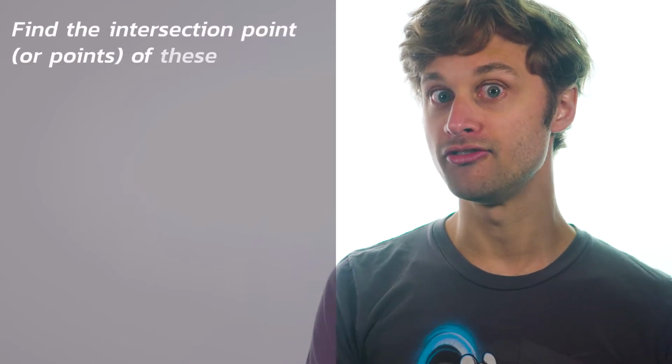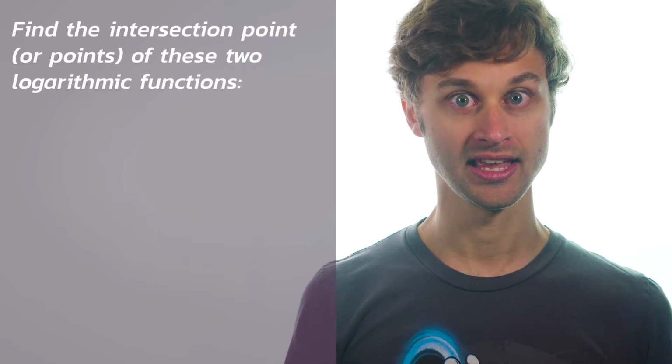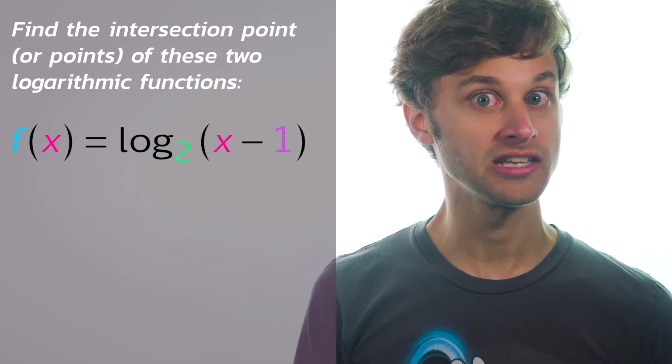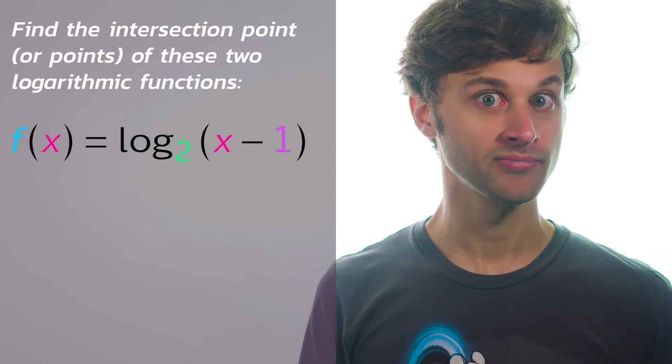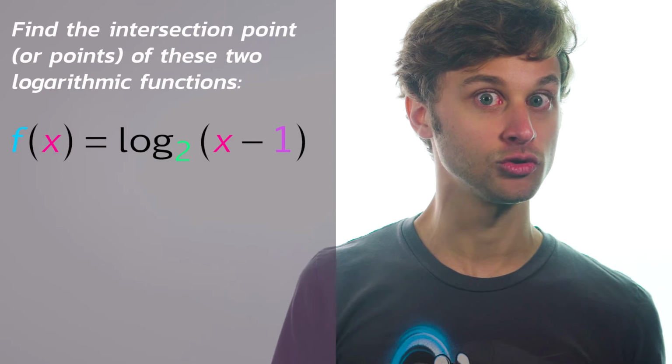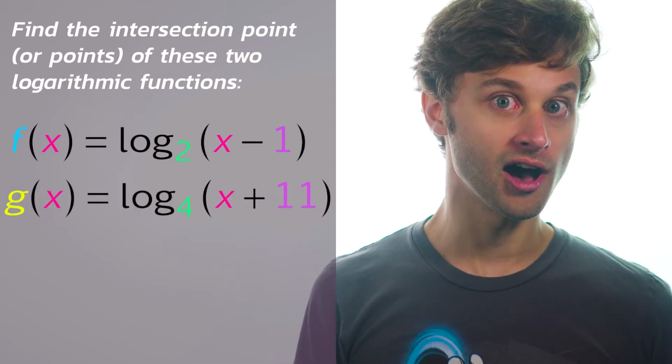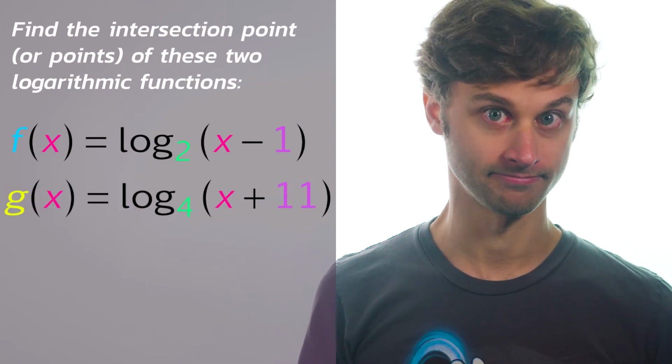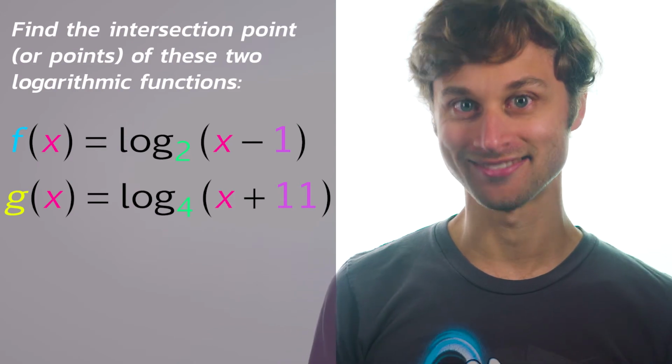But for now, let's try out a problem involving logarithmic functions. Find the intersection point or points of these two logarithmic functions. F of x is equal to log base 2 of x minus 1, and g of x is equal to log base 4 of x plus 11. Try it out yourself, and I'll see you in the solution.